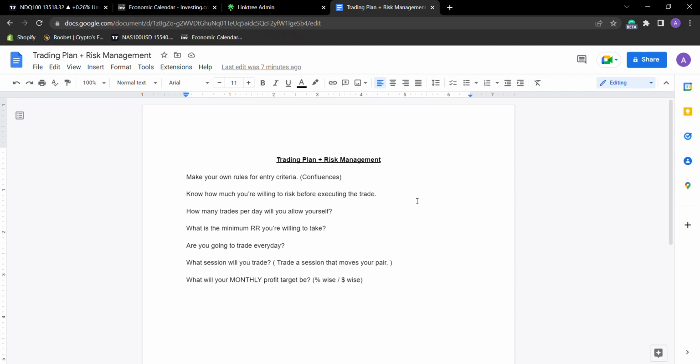In this part of the section, we're going to be going over trading plan and risk management. So getting right into it. Number one, make your own rules for entry criteria.